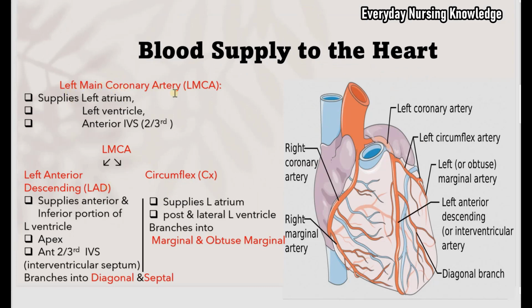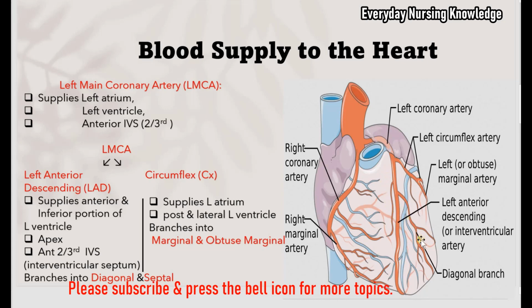First is the left main coronary artery, called LMCA or LCA. It originates from the left side of the aorta, and as it goes down, it gives blood supply to the left side of the heart. That is the left atrium, the left upper chamber, the left ventricle, the left lower chamber, and the anterior interventricular septum. That is the septum that divides both ventricles, the septum that divides the right ventricle and the left ventricle. So it supplies the left atrium, the left ventricle, and 2/3 of the anterior interventricular septum.